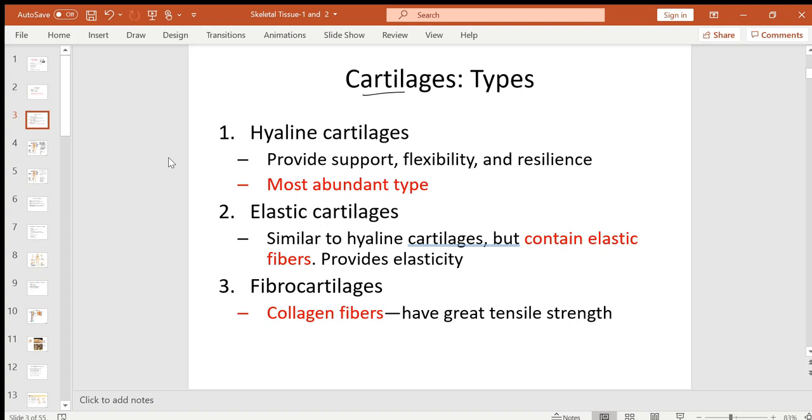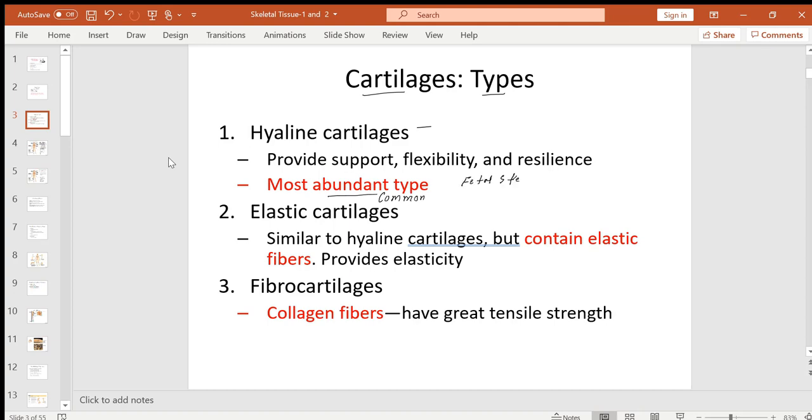Cartilages. There are three types of cartilages: hyaline cartilage, elastic cartilage, and fibrocartilage. Hyaline cartilage is the most abundant or common type of cartilage in the body. And hyaline cartilage provides support, flexibility, and resilience. Which structures are formed by the hyaline cartilage? I mentioned the names before, just quickly reminding again.